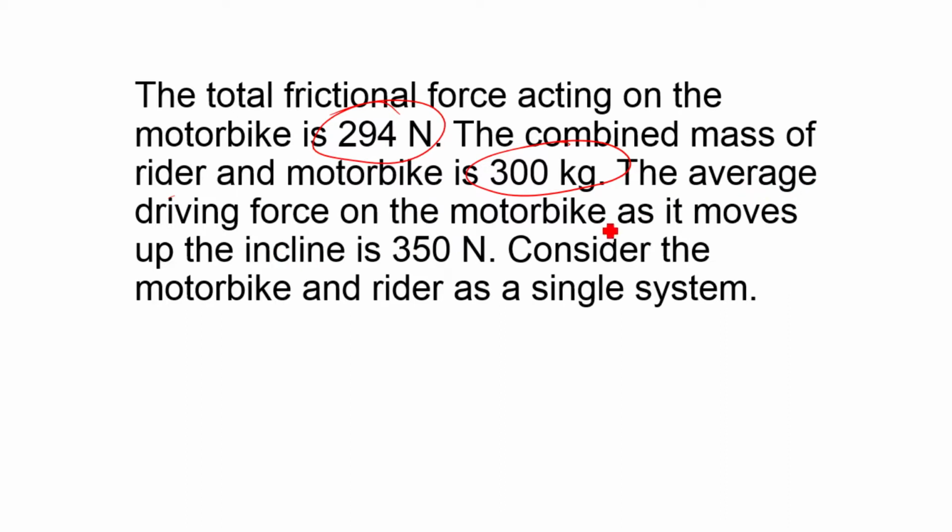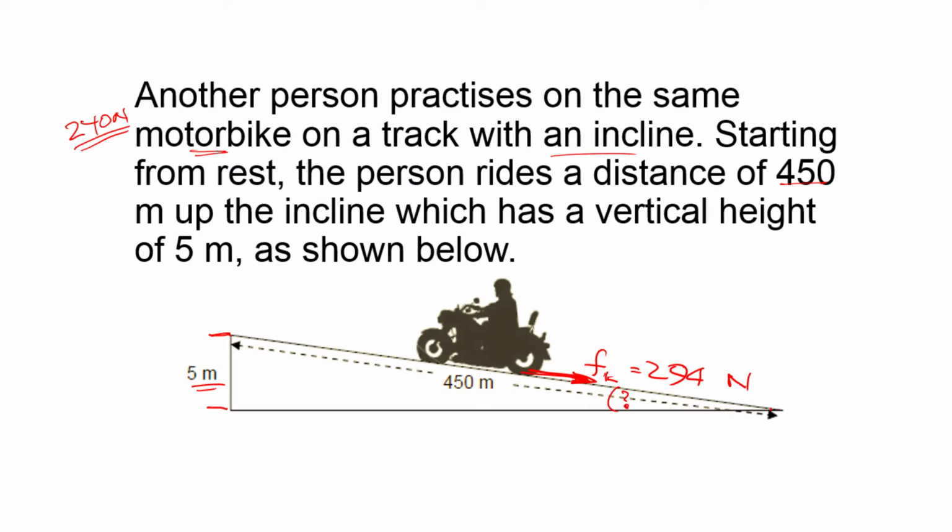The average driving force of the motorbike as it moves up the... he's turned on the power a little bit. He's not just using the 240 that he did on the flat. It's 350. Consider the motorbike and the rider as a single system. Okay, let's just go back. This has got a mass equals to 300 kilograms, and we're not separating the two things out.